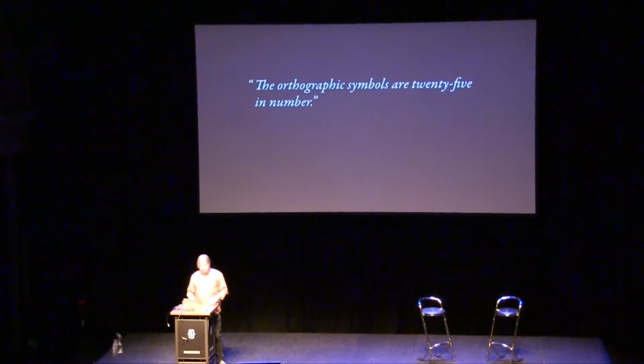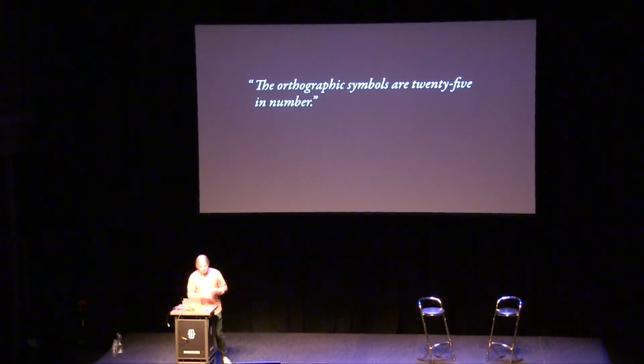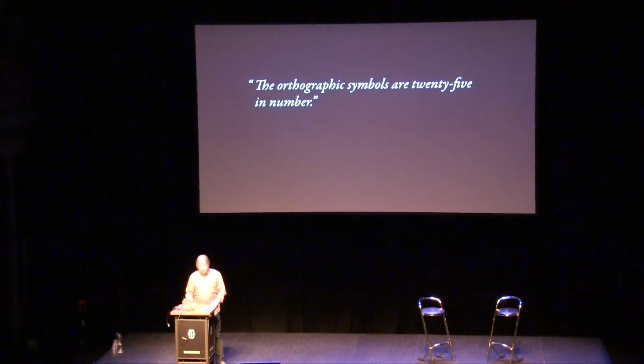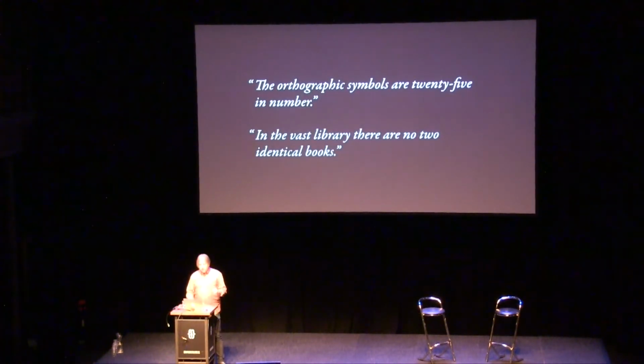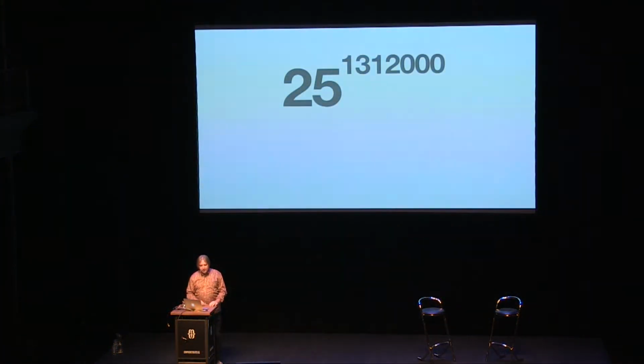We have 2 other pieces of information to work with. Borges tells us the orthographic symbols are 25 in number. That's 22 letters, the comma, the period, and the space. And here's the crucial bit of information that ensures the library has boundaries. In the vast library, there are no 2 identical books. Knowing that, we can calculate the number of books in the library.